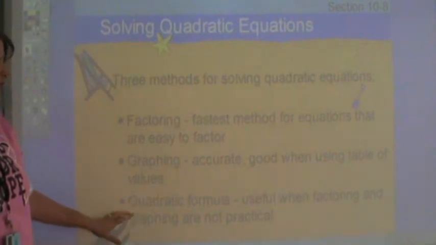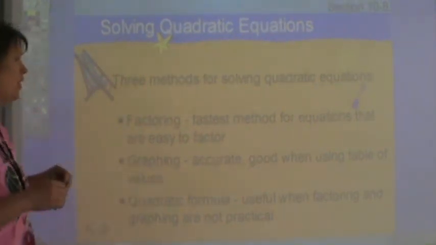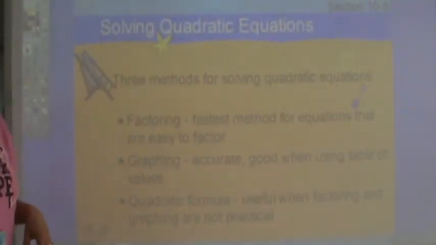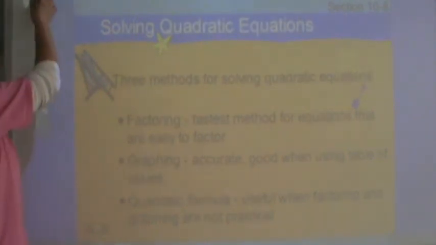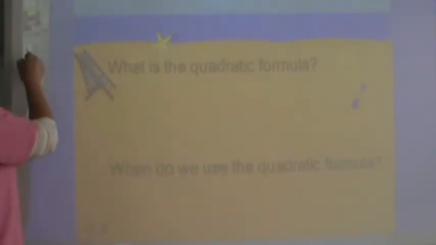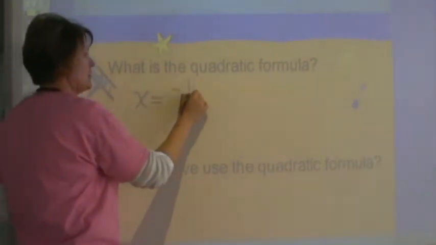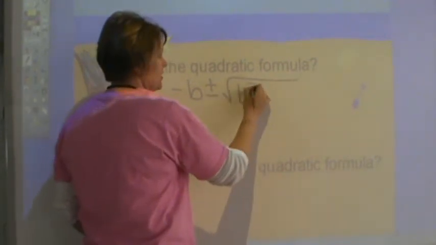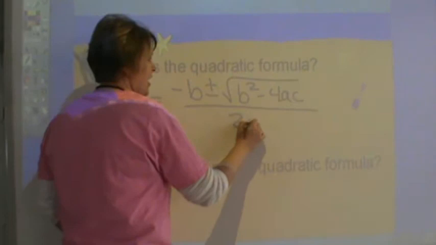And this is useful when factoring and graphing are not practical. So if it's an unfactorable one, or ones with decimals in them, for example, where they're tough to factor. Okay, so the quadratic formula, and you're going to want this, is x equals the opposite of b plus or minus the square root of b squared minus 4ac all over 2a.